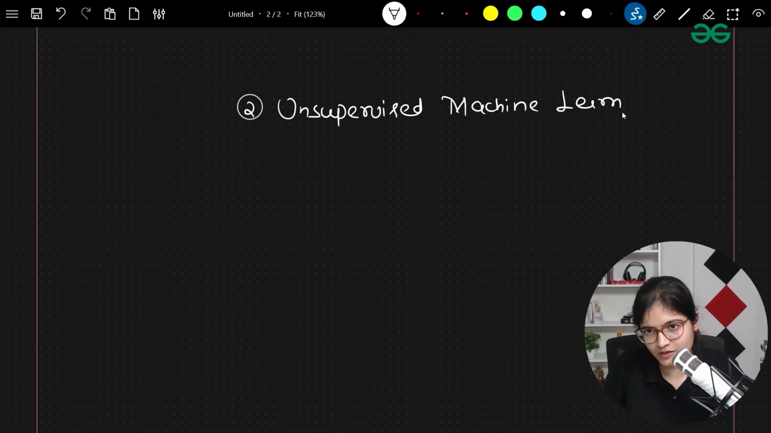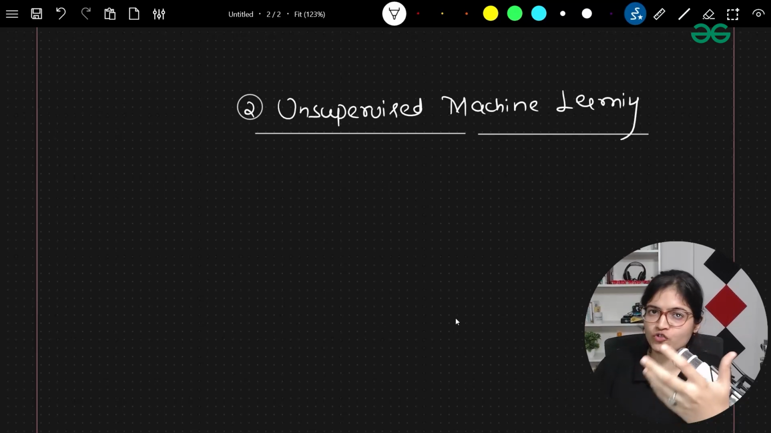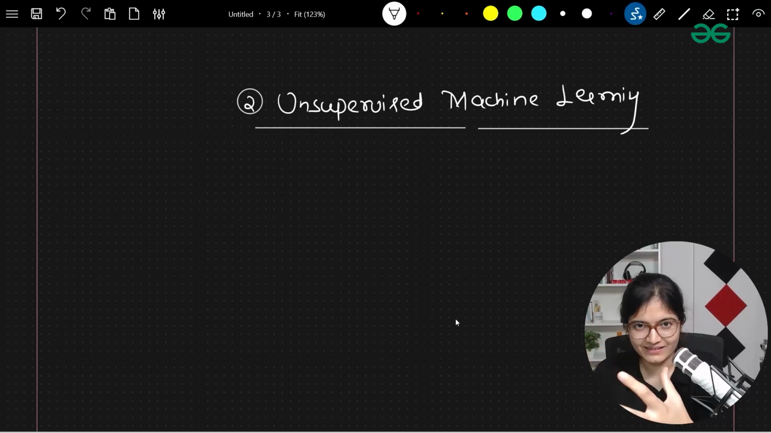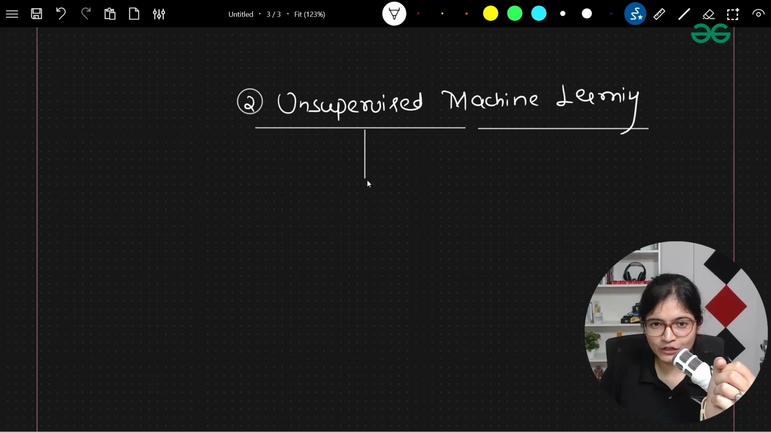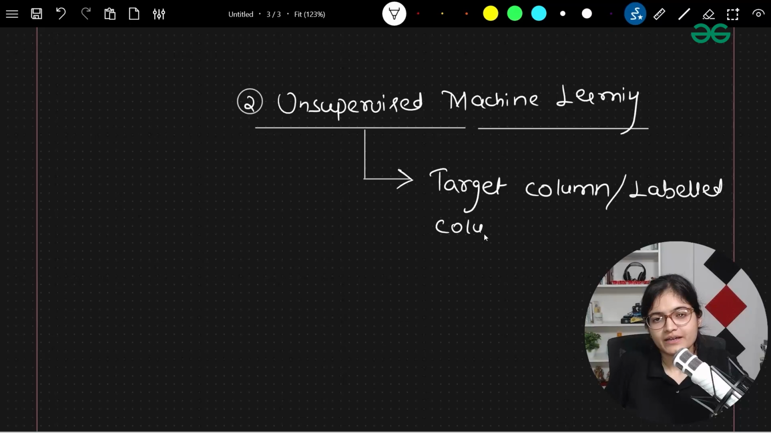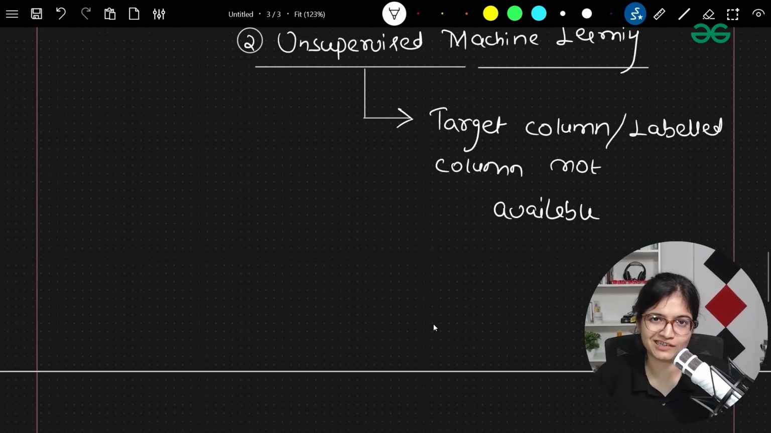Let's try to understand this concept as well. When I'm talking about unsupervised machine learning, it is just the opposite of what we have discussed just now for the supervised one. Meaning, let's say you will be having a data set, but in that data, the target value is not available. So in any kind of data where the target column, which you also call a labeled column, is not available, then that kind of problem is what we call an unsupervised machine learning problem.